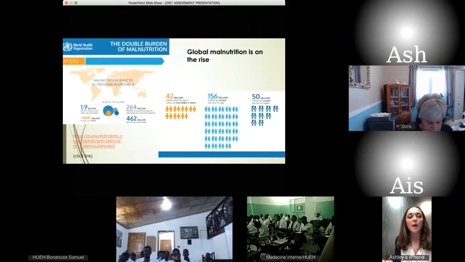So now I just want to loop back around to kind of what we touched on at the beginning, of why we're really talking about this in the first place. So this is from the World Health Organization and showing really this dichotomy going on, this double burden of malnutrition.